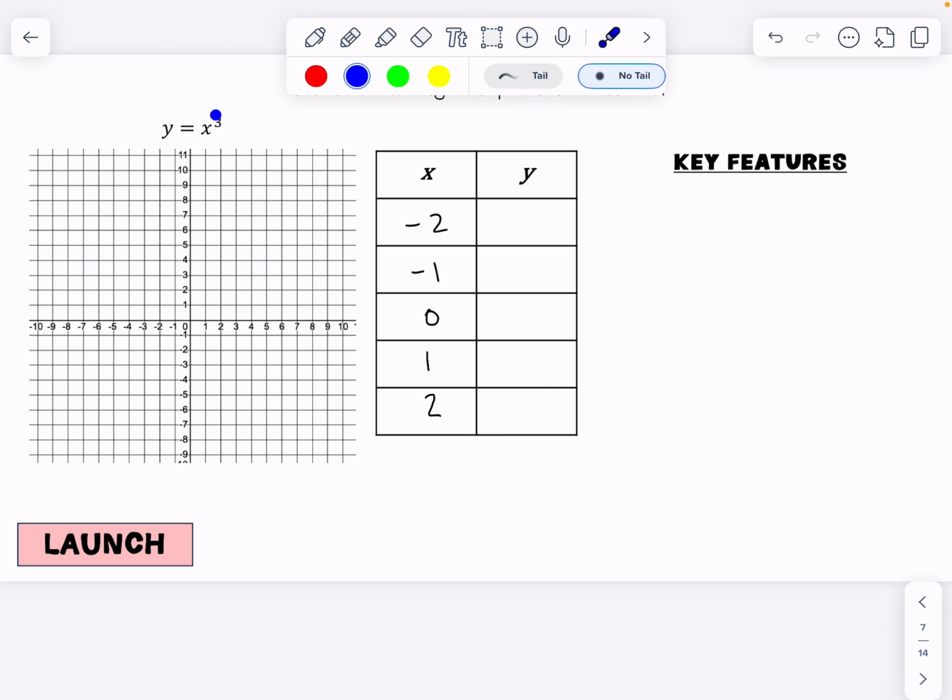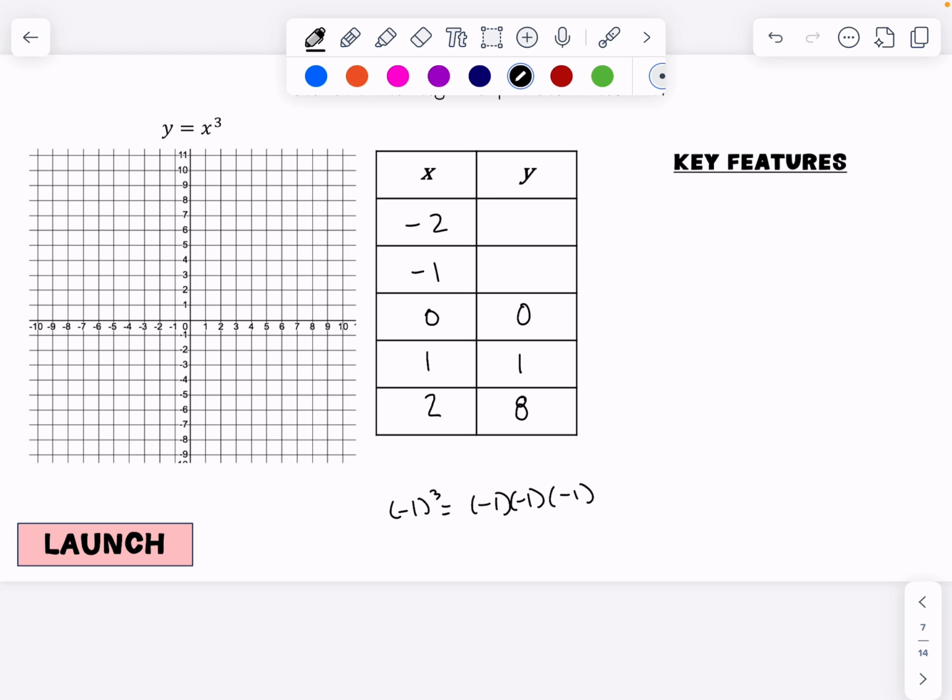If I do 2 cubed, that is going to give me 8. 1 cubed gives me 1. 0 cubed gives me 0. The negatives is where something kind of interesting happens. So -1 cubed really means -1 times -1 times -1.